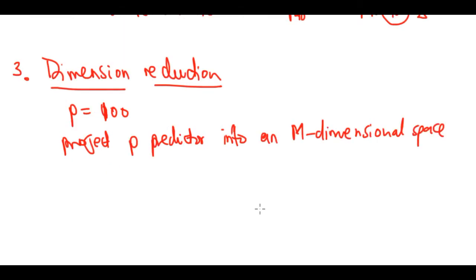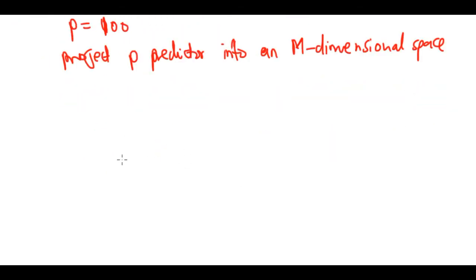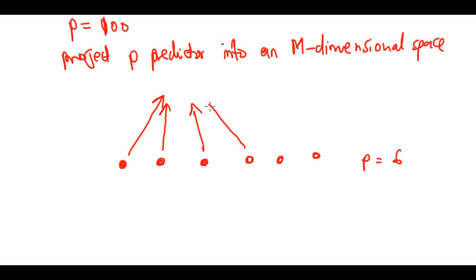Basically, just imagine that here we have all the predictors, right? Let's say here we have 6 predictors, so p is equal to 6. We are going to project these 6 predictors into another space that is, let's say, 4 predictors. So our m is equal to 4.